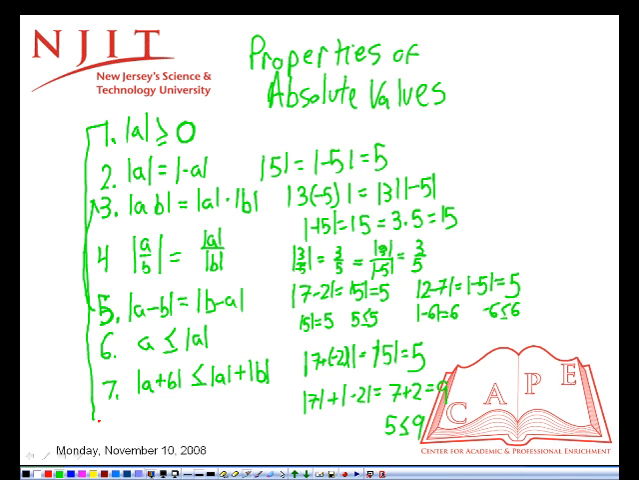These 7 are the most important properties of absolute values and apply for all real numbers A and B.